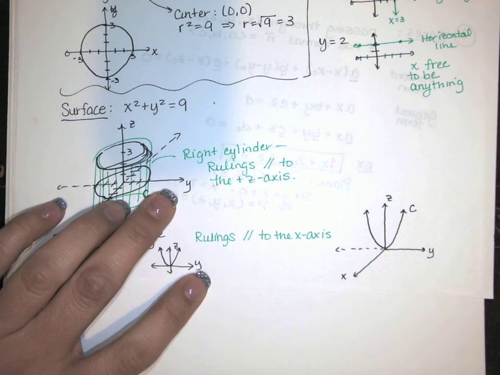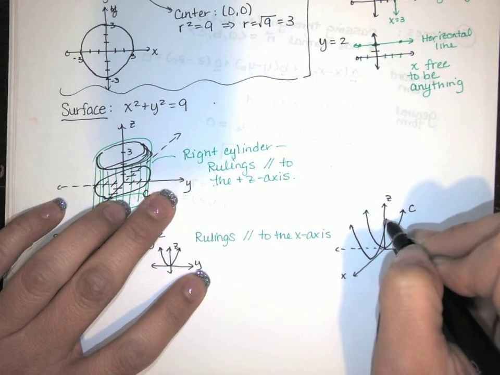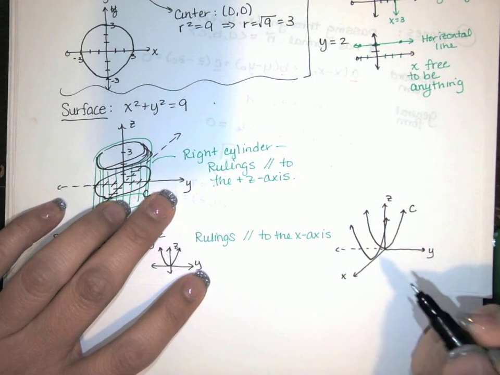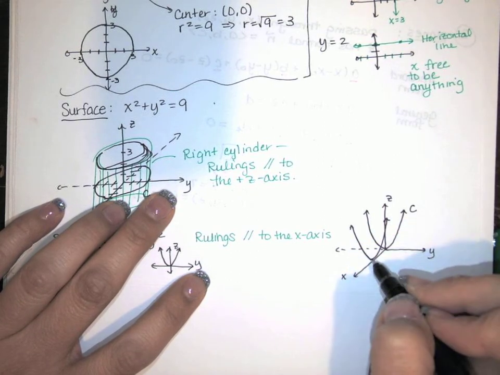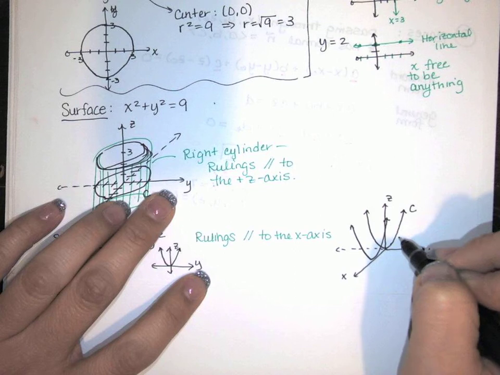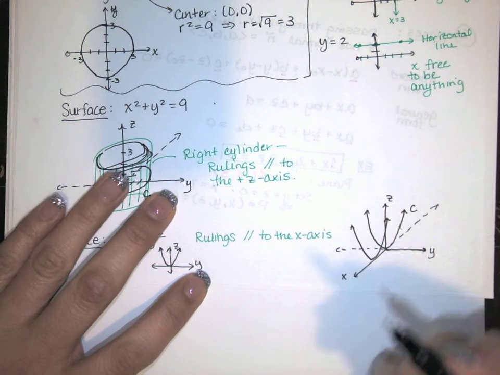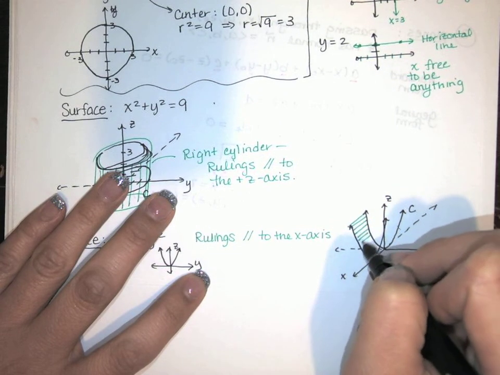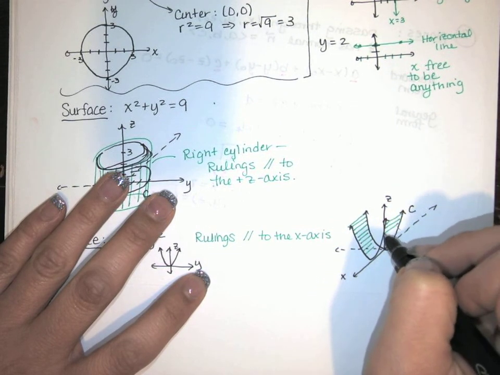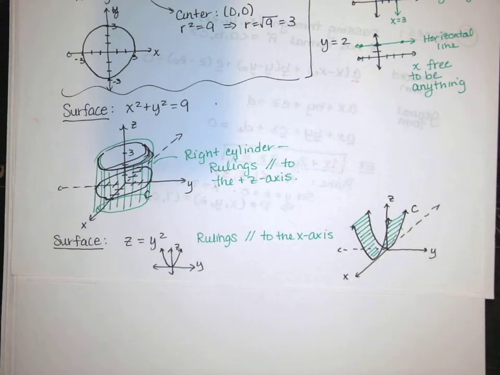And if I draw the same curve up here, that's exactly what I would expect to see. When x equals 0, I have that parabola. When x equals 4, I have that parabola. When x equals -4, so it's behind us, I'd have that parabola. And together, if we connect all these points with rulings that are parallel to the x-axis, we get something that looks like that.